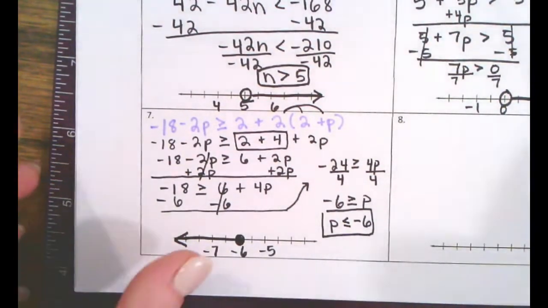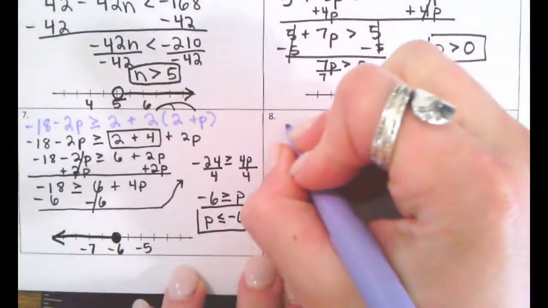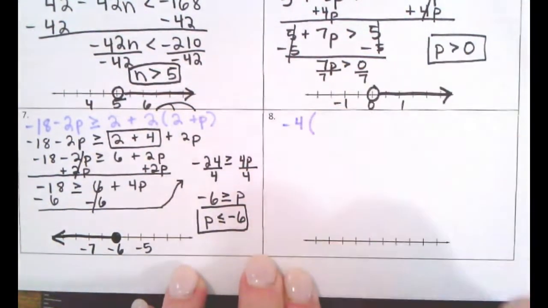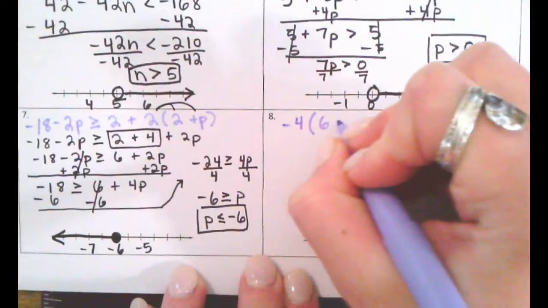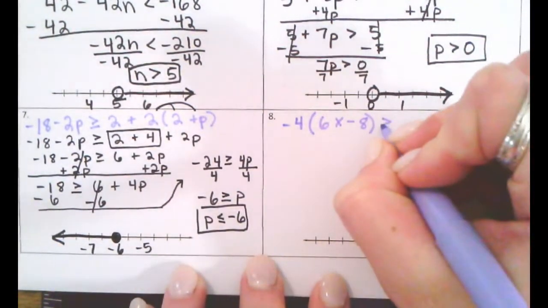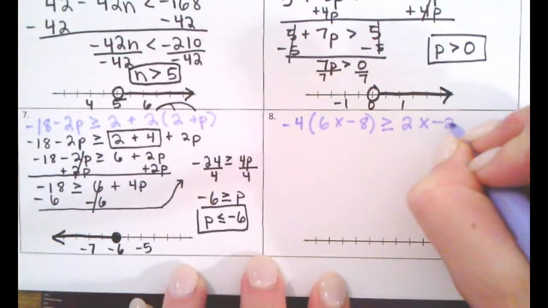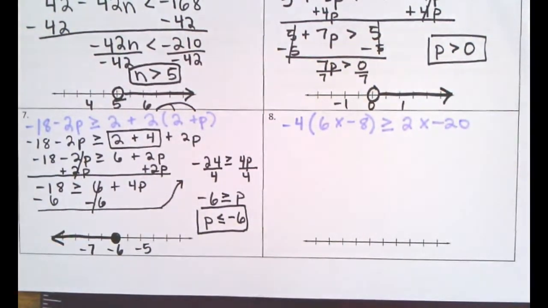Okay, your next problem, your last problem on the front page, is negative 4 times the quantity of 6x minus 8 is greater than or equal to 2x minus 20. If you'd like to pause the video and try this problem on your own, go ahead and do so.